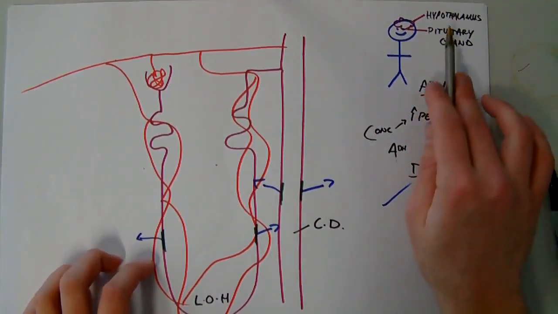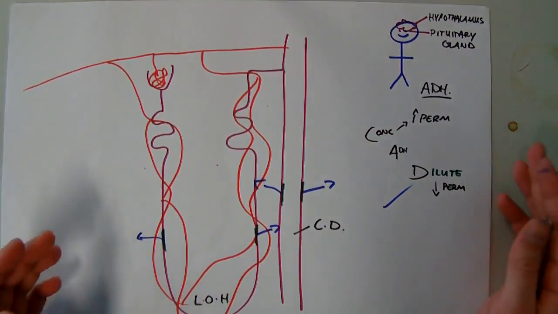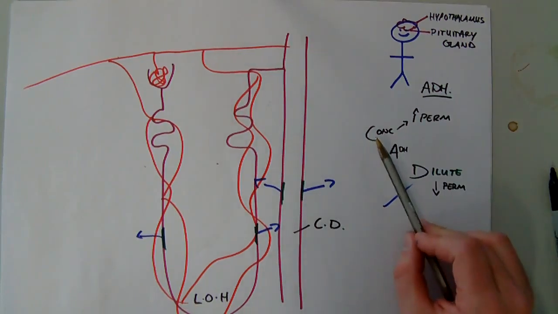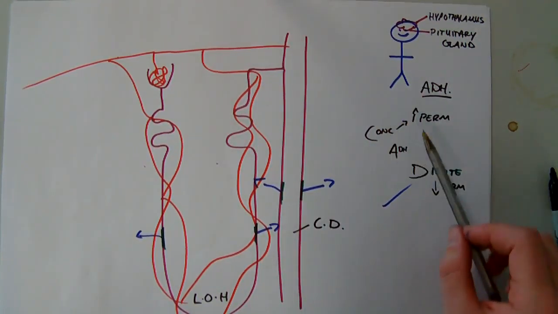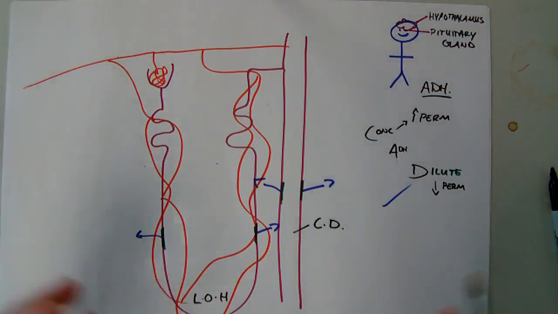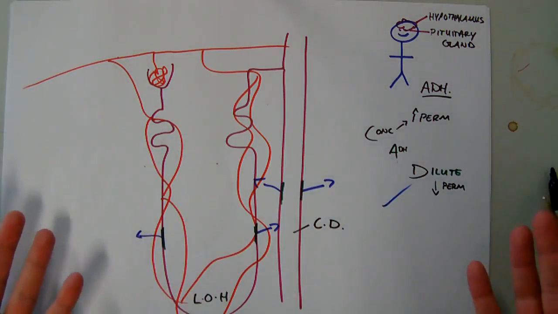Now, ADH can either be released or not be released, so that's the two options you've got. If there's a high amount of ADH released, then you're going to make concentrated urine. If there's a small amount of ADH released, you're going to make dilute urine. But what effect does ADH actually have?